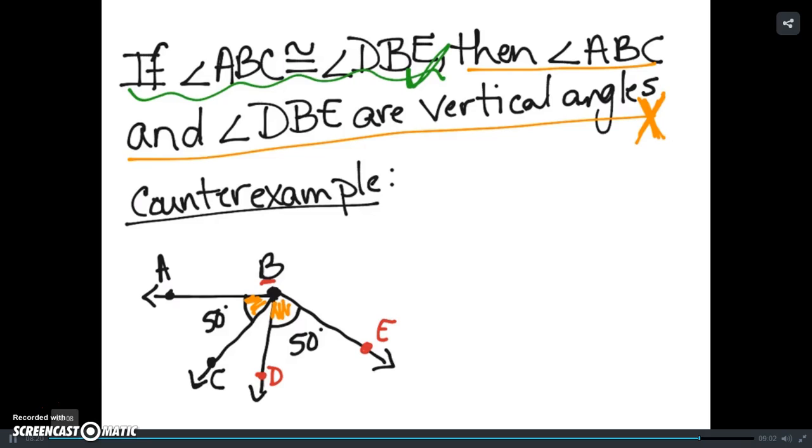Okay? If there is even one counterexample, then it means that the conjecture is false. Okay? It doesn't matter how many correct examples you could draw, because it is possible to draw this one where you have vertical angles and they're congruent and they're named ABC and DBE. It's possible to draw that. But if you can find even one example where it's false, then you would know that you have a counterexample.